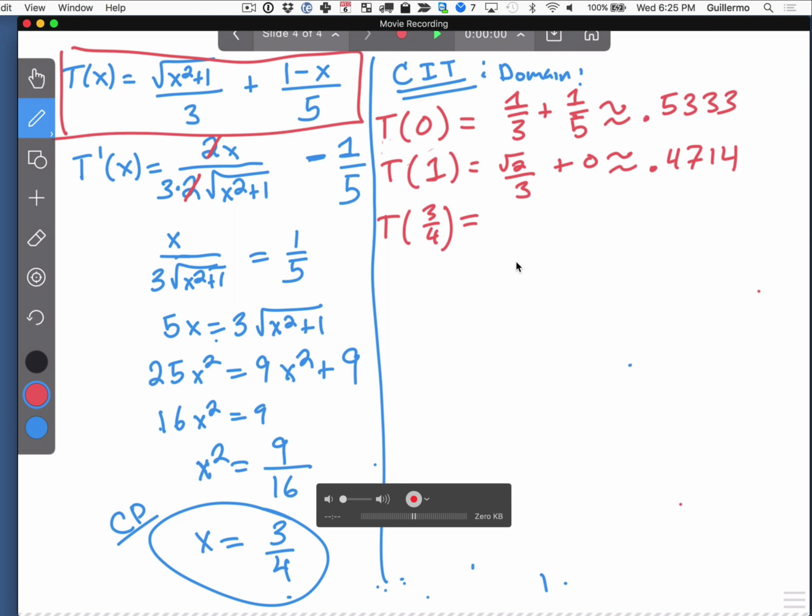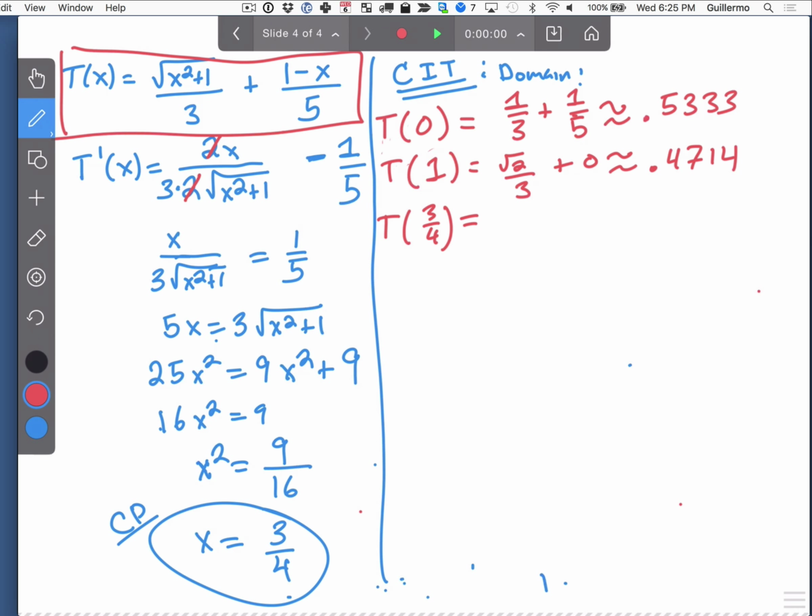So that would be, let's see, the square root of 3/4 squared, right? So 9/16 plus 1 over 3 plus, let's see, 1 minus 3/4. So it'd be 1 over 20. So what is that? 0.466. This would be 5/4, right?